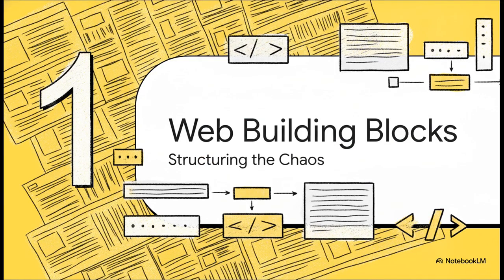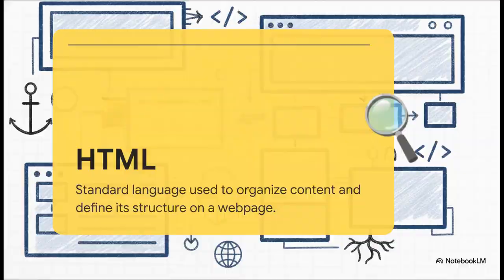Let's dive right into Section 1, the web's building blocks, or as I like to call it, structuring the chaos. Picture this. You're reading a newspaper, but there are absolutely no headlines and no paragraphs. It's just a massive, chaotic wall of text. Pretty unreadable, right? Well, HTML, or hypertext markup language, is what structures that chaos. It uses tags to organize the content and establish relationships between different elements. It essentially acts as the root anchor for your entire page.